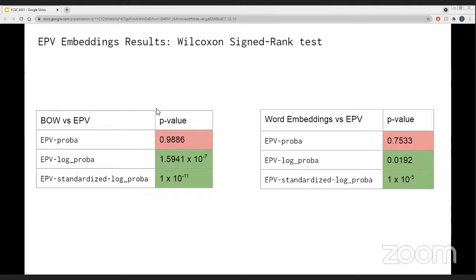Also, by the way, EPV proba outputs the actual probabilities, while log proba extracts the logarithmic value of the probabilities. With standardized log proba, we scale those log probabilities using standardization. So from this, we can assume that at least two of our variations of our EPV embeddings show a significant improvement compared to the baseline approaches.